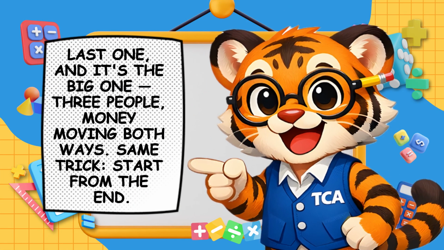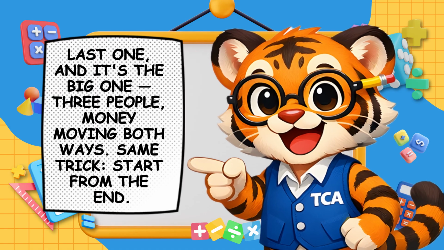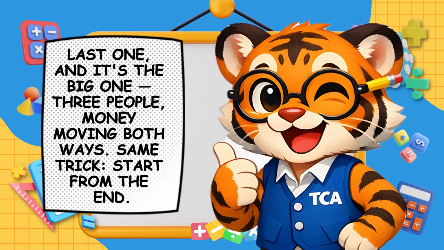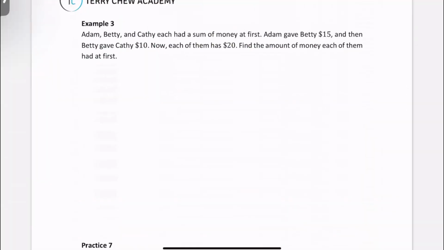Last one, and it's the big one. 3 people, money moving both ways. Same trick, start from the end. So let's take a look at this. Adam, Betty, and Kathy, the 3 friends, they each had a sum of money. Adam gave Betty $15, and then Betty gave Kathy $10. Now each of them has $20. So we are going to find the amount of money each of them had at first.